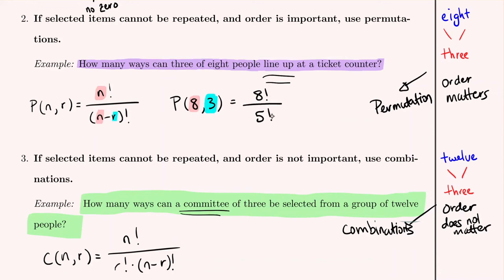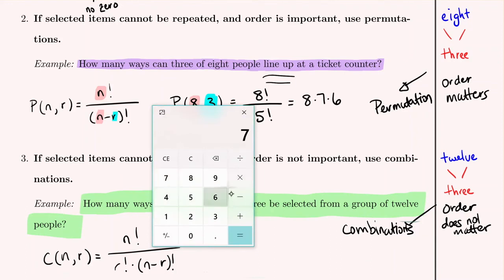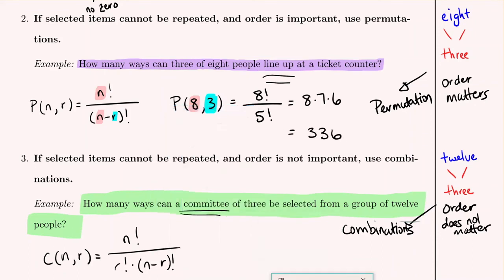Now 8 factorial divided by 5 factorial, I could write out 8 factorial as 8 times 7 times 6 times 5 times 4 times 3 times 2 times 1. I could write out 5 factorial as 5 times 4 times 3 times 2 times 1. And then I could realize, oh, they both have 5 times 4 times 3 times 2 times 1 as part of it. Those terms would cancel and I'd only be left with 8 times 7 times 6, because all later terms were in above and below, so they'd cancel. Now 8 times 7 times 6 is 336. So there's 336 different ways for 3 of the 8 people to line up at a ticket counter.